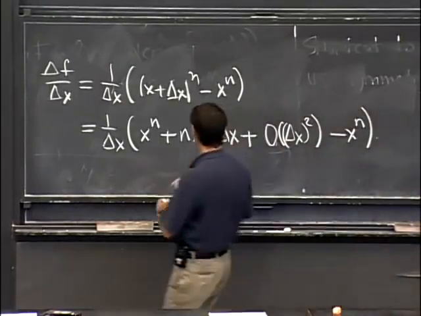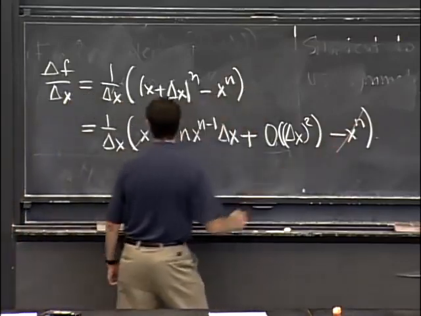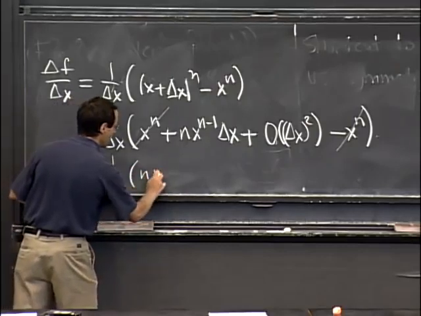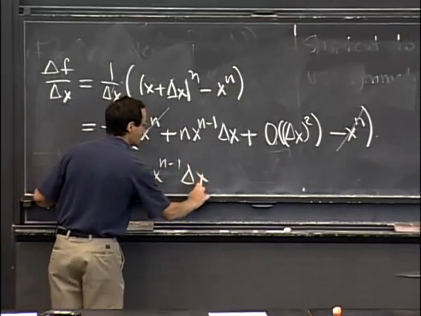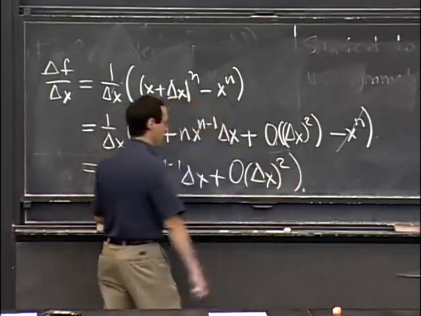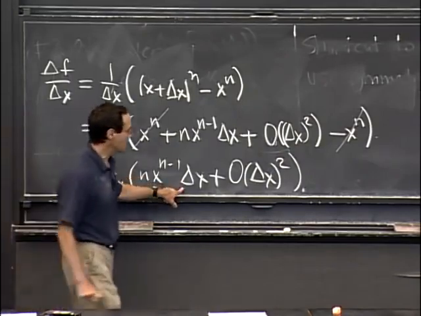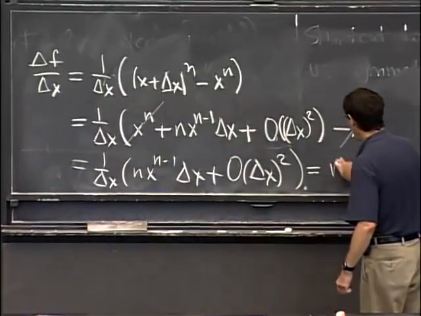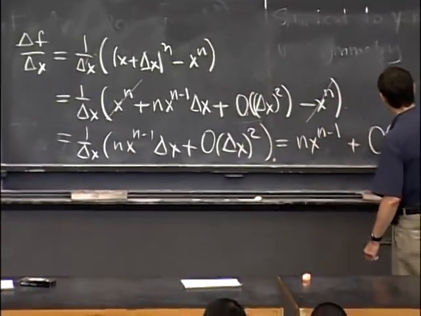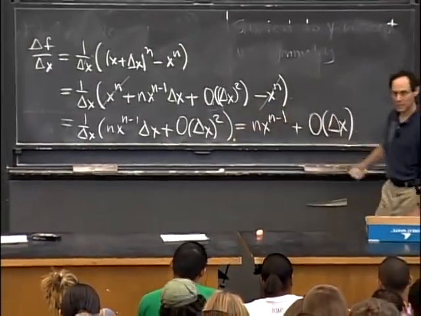Now I'm going to do the main cancellation, which is this. All right, so that's 1 over delta x times n x to the n minus 1 delta x plus this term here. And now I can divide by delta x. So I get n x to the n minus 1 plus, now it's O of delta x. There's at least one factor of delta x, not two factors of delta x, because I have to cancel one of them.